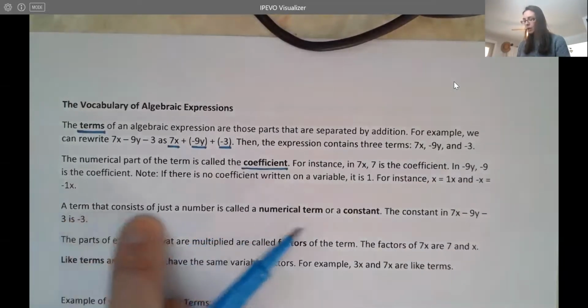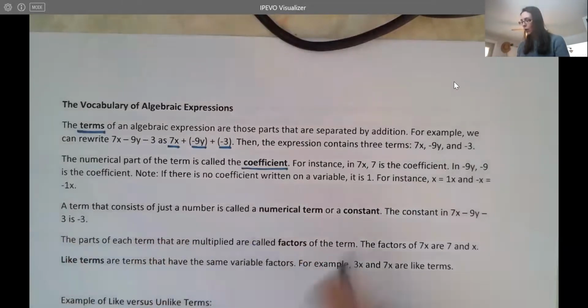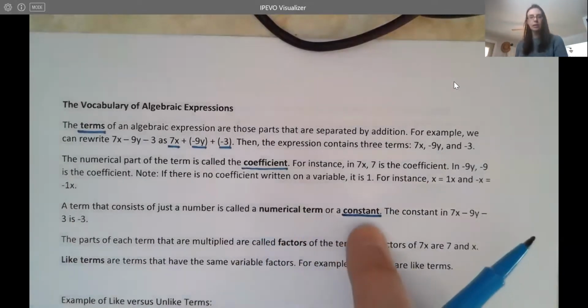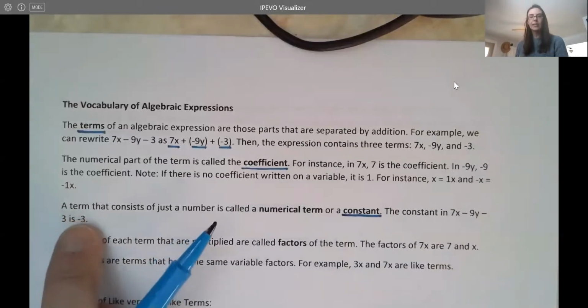Now, if your term is just a number, so if it doesn't have a variable, instead of using the word coefficient, we actually use the word constant there, or numerical term, but I would say constant is used more frequently. So in our expression here, the constant is the negative 3.